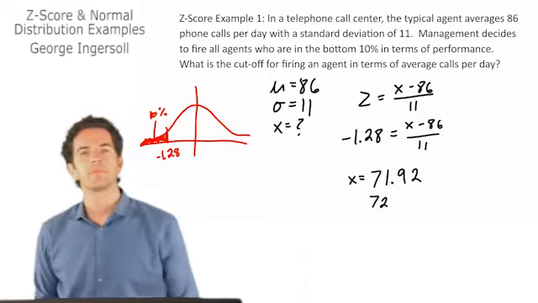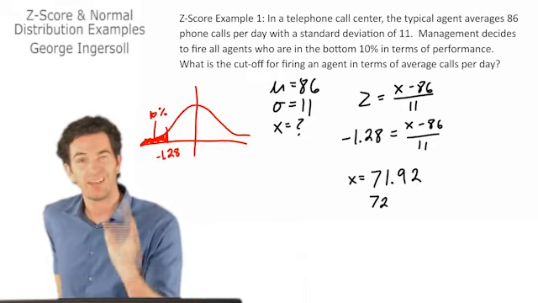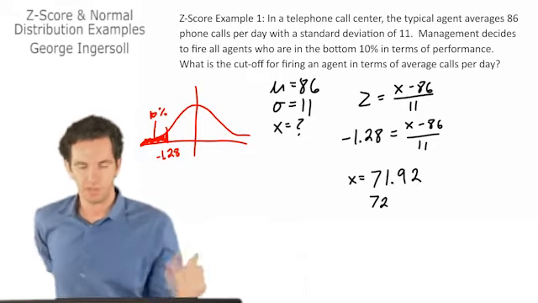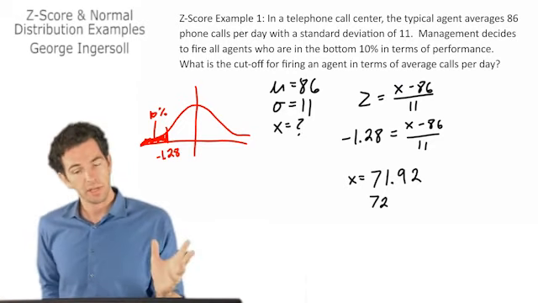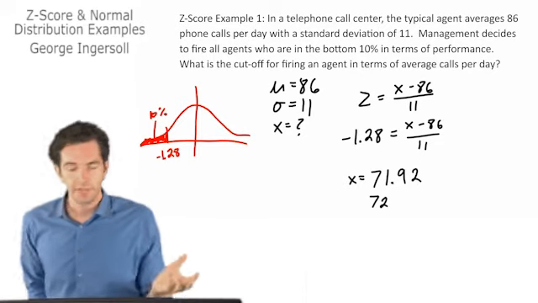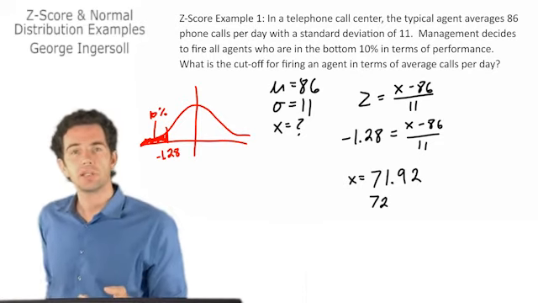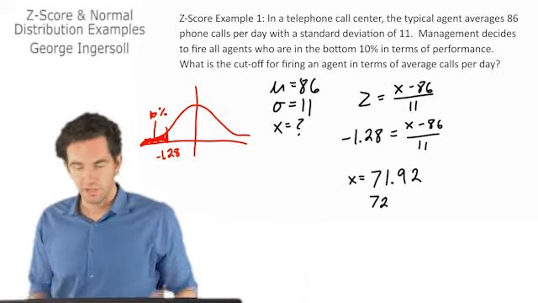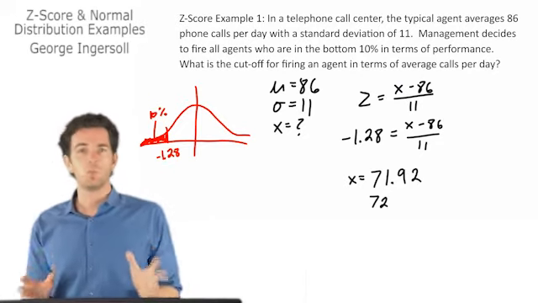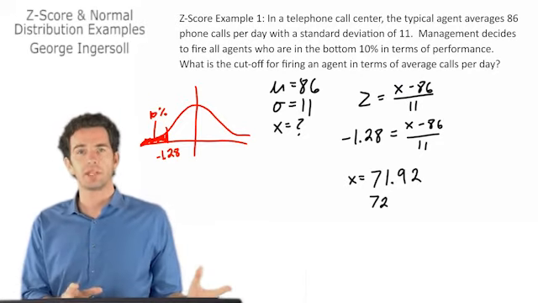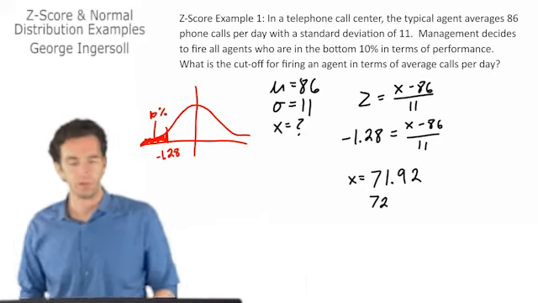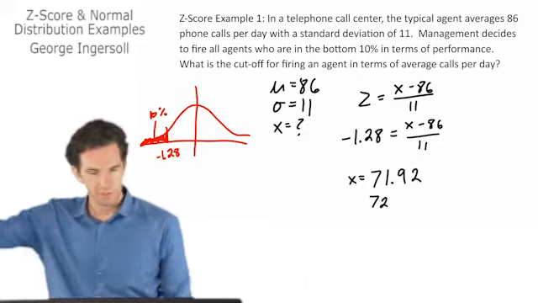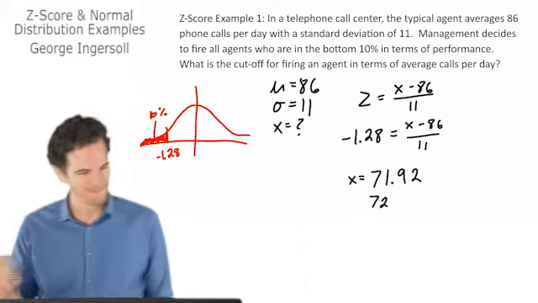If I say we're going to fire everybody who's at or below 72 average calls per day, does that make sense? Yeah, it makes sense. We know that the average is 86, and there's 11 standard deviations, so it's well below 1 standard deviation below the mean. So that seems like it would probably be around the cutoff point for the bottom 10%. So all those people who have less than 72 calls per day, they're gone.